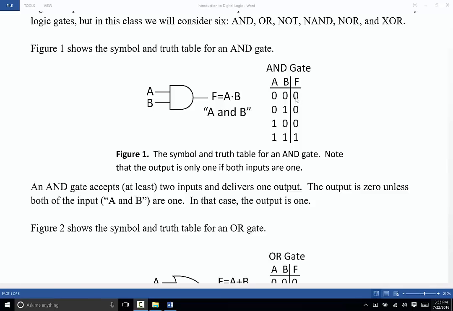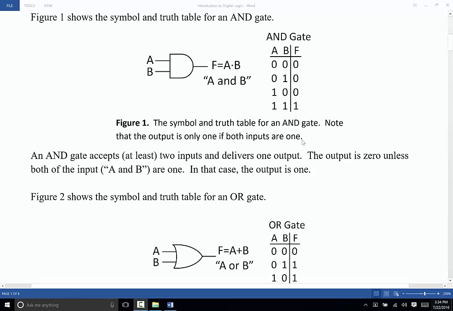And so you can see here, the 0, 0, well, that will yield a 0 for sure, because the AND gate is looking for both inputs to be a 1. And in this case, neither input is a 1, so it's definitely going to be a 0. In the next 2 rows, well, you're halfway there, but in both cases, we still need the other input to be a 1. And so both of these, the output is going to be a 0 as well. Only in the last row do we see that the output actually becomes a 1. So that's the symbol and the truth table for an AND gate.